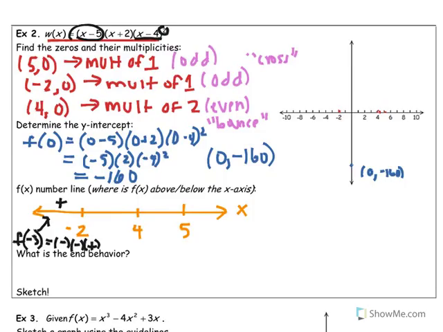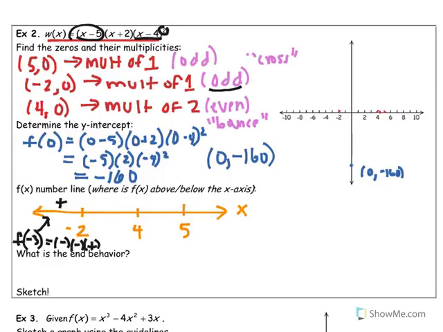Okay, and now I told you at the end of the last example that I was going to show you how to use the idea of bouncing and crossing for even and odd multiplicities to fill out the rest of the f of x number line. Sorry, I said the slope number line. We'll always have to determine one sign for the f of x number line. But now, looking at the multiplicities, I know that negative 2 has an odd multiplicity.